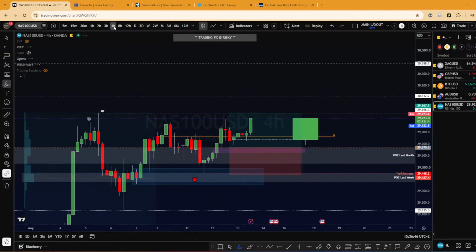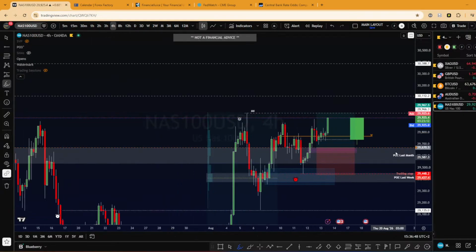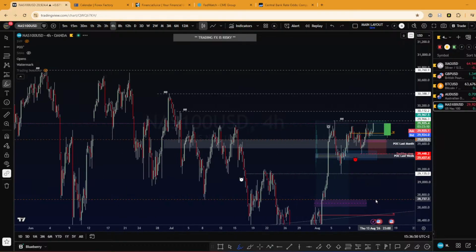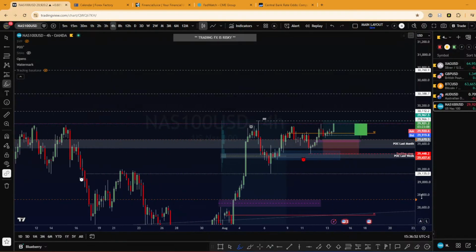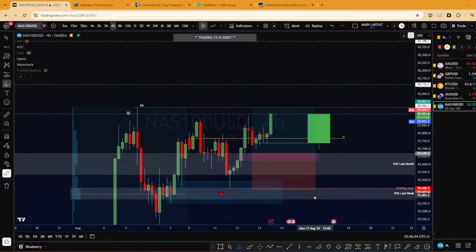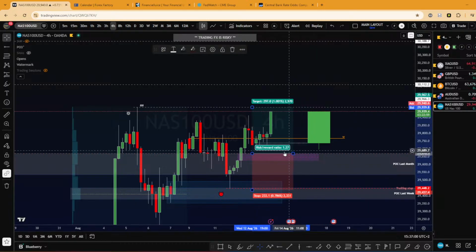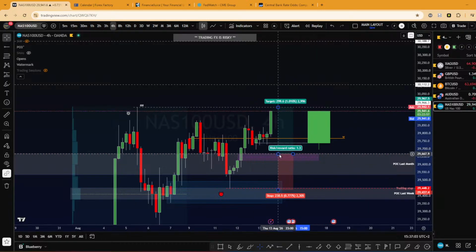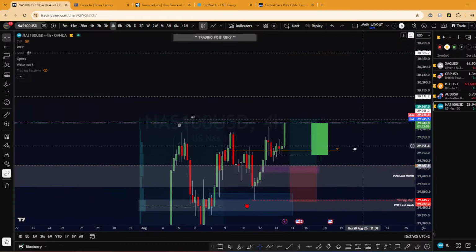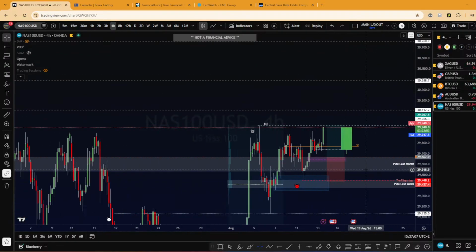Yeah, it's very bullish. 4 hour bullish, as I said. This is the zone where I want to see price reach first, but it seems like we are going to see a huge breakout.